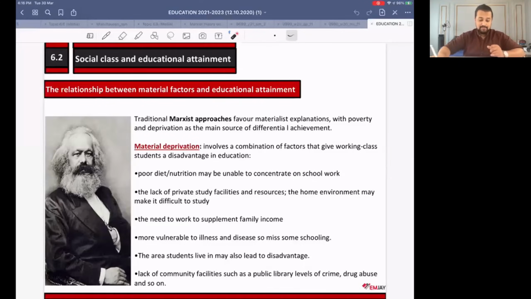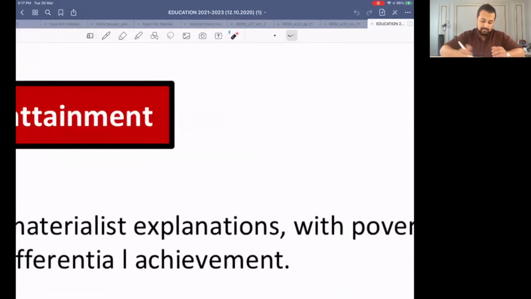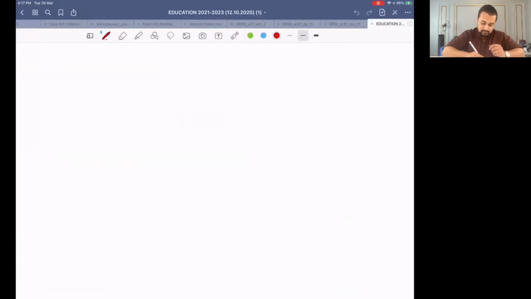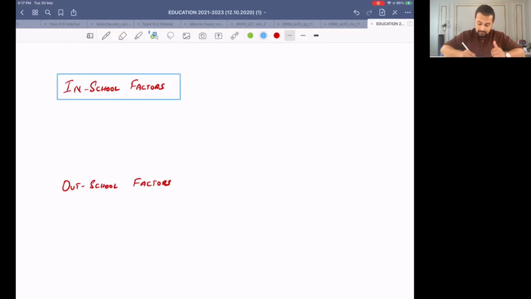So we're starting off with topic number 6.2. This is social class and educational attainment. Before we get started with this, I'd like to remind us all about in school factors and out school factors. Number one, what are they? Number two, how do they affect the educational attainment of pupils?